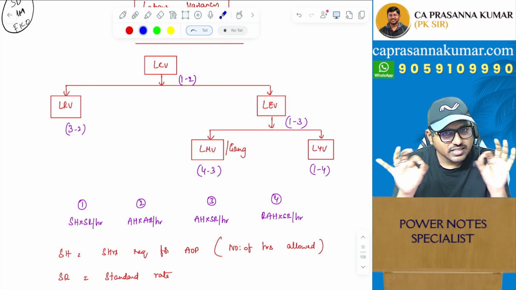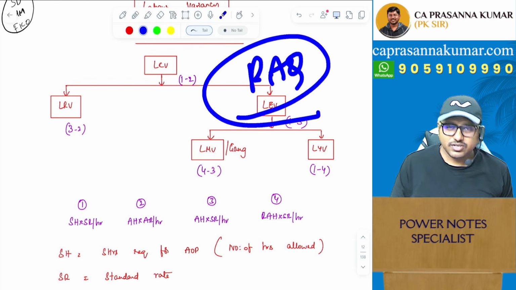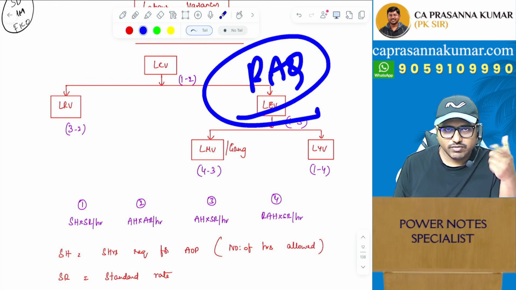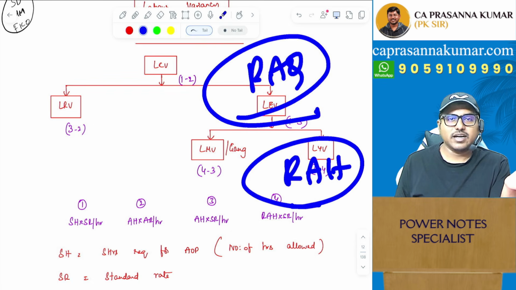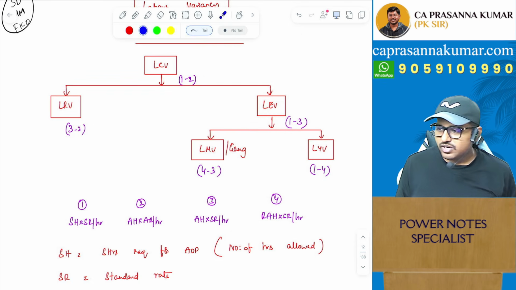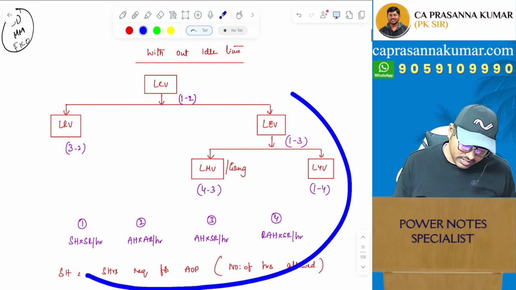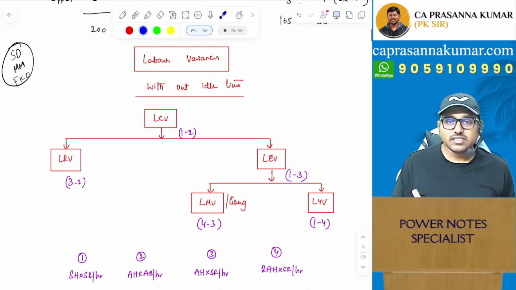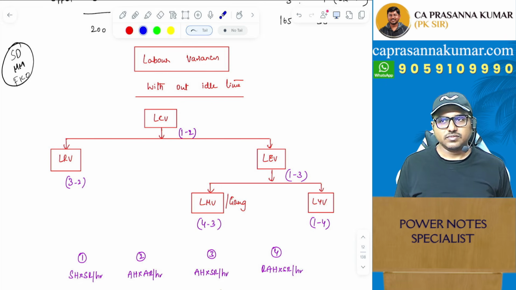Yes, the template is exactly the same. There RAQ means actual quantity rewritten in standard proportion. We have solved problems on that, right? Same here. RAH means actual hours rewritten in standard mix. The concept is exactly the same. Everybody got it? Fantastic. But what you need to understand is that this whole classification I have given is without idle time. So what is idle time, sir? We'll see that.